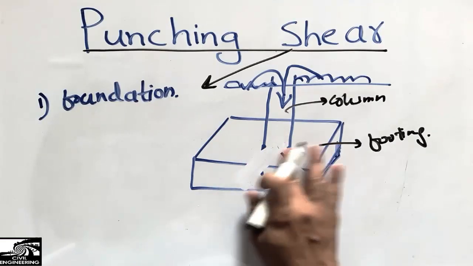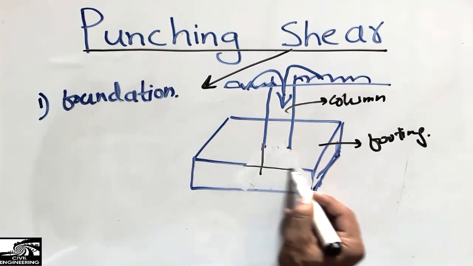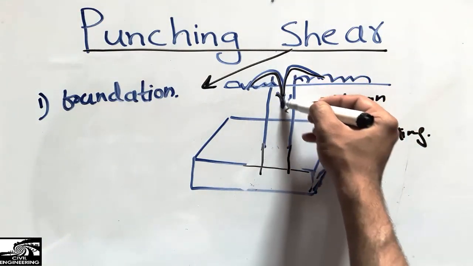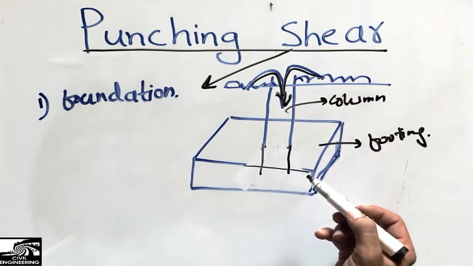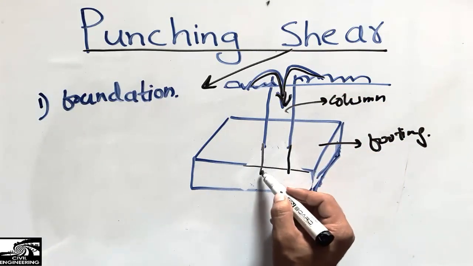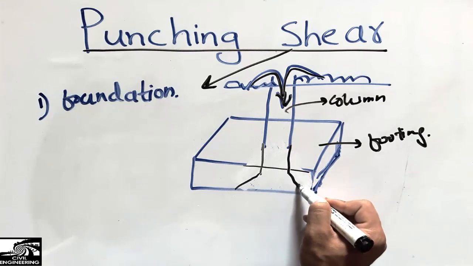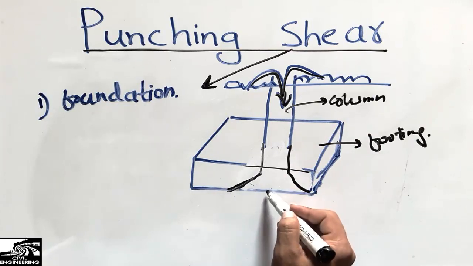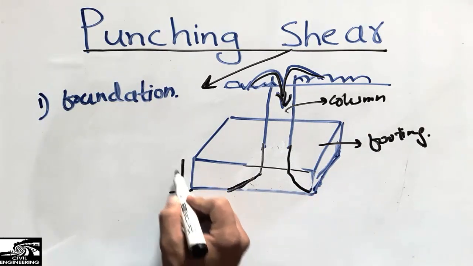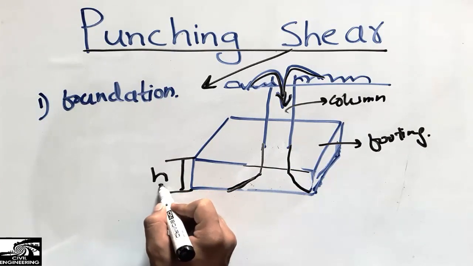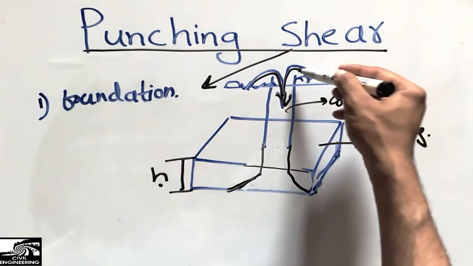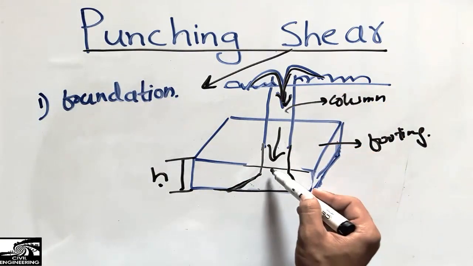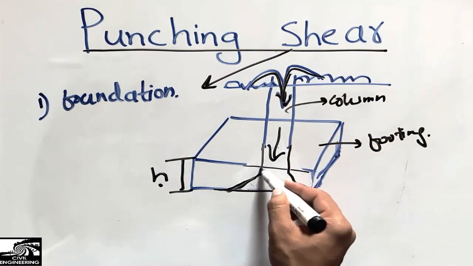Now what is the punching shear? When the load acts on this column and the load exceeds a certain limit, what happens to the column? It actually moves inside and fractures into the footing. It goes inside into the footing and over the depth. Why? Because the depth of this isolated footing is less according to the design. So when the load is high and the footing does not support the column load, the column will punch into the footing.